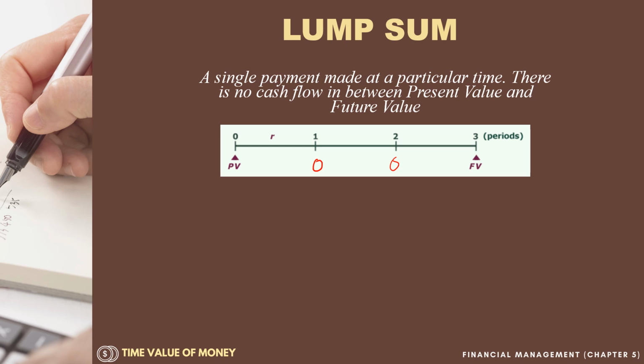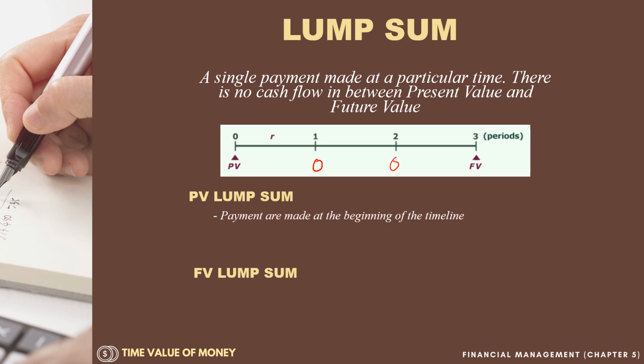Okay, now let us examine the two different ways on solving the lump sum. We have here the present value lump sum and the future value lump sum. Now for the present value lump sum, the payments are made at the beginning of the timeline. It is the current value of a future sum of money or stream of cash flows given a specified rate of return, which is also known as the interest rate. Here, the future cash flows are discounted at the discount rate.